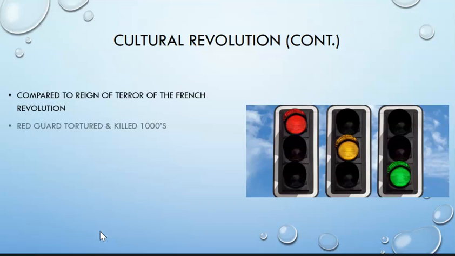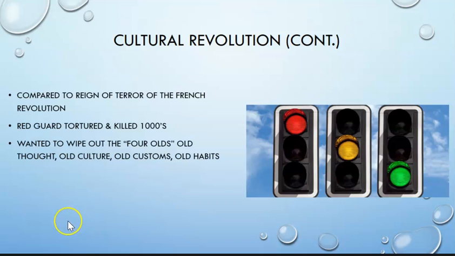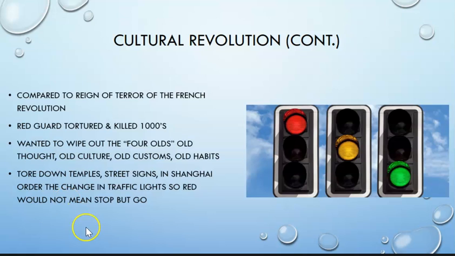The Cultural Revolution has been compared by many to the reign of terror of the French Revolution. And so we see the excesses of the reign of terror here in the Cultural Revolution. The Red Guard tortured and killed thousands of people. They wanted to wipe out what was called the four olds: old thought, old culture, old customs, and old habits. They would tear down temples, street signs that had the wrong kinds of names on it.